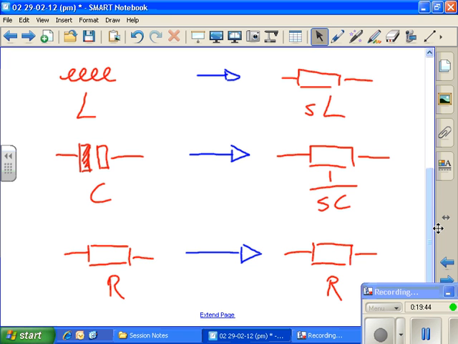So we just need to recognize if we've got these components in a circuit, an inductor, a capacitor or resistor, in series, in parallel, we might have a couple of capacitors in the circuit, a capacitor and a resistor, an inductor and a resistor. We're looking at different combinations. We need to recognize these transforms.